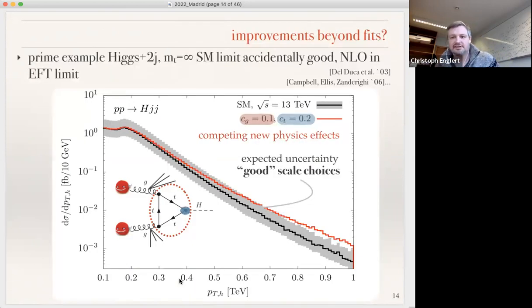A classical example for that is Higgs production plus 2 jets from gluon fusion. So it's a multi-scale problem in QCD, very difficult to calculate, and so far only known to next-to-leading order precision, and that in the effective field theory limit. So you produce the Higgs in association with 2 jets, which will be 2 collimated splashes of hadrons in your detector. And what Del Duca, Kilgore, Oleari, Schmidt, and Zeppenfeld did, and Campbell, Ellis, and Zanderighi in 2006, is they integrated out this top quark, just giving a contact interaction of the Higgs with the gluons, which in its own right is a dimension 6 operator. And they did that because it's known that this m_t to infinity limit is actually accidentally good.